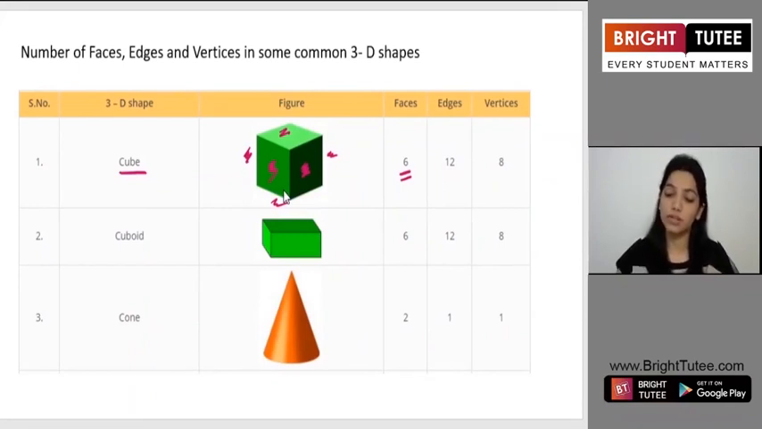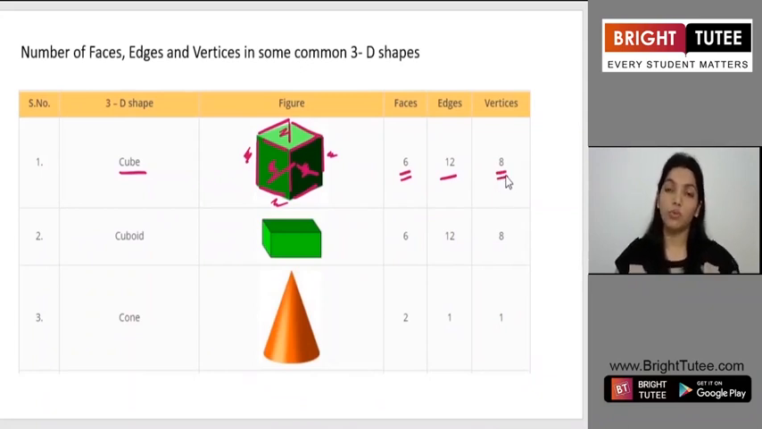Now coming to edges. So here 1, 2, 3, 4, 5, 6, 7, 8, 9, and then at the back we'll have 10, 11 and 12. So total we have got 12 edges in a cube. Coming to the number of vertices, that is the corners that you see in this particular shape. So here we have got a total number of 8 vertices, right?